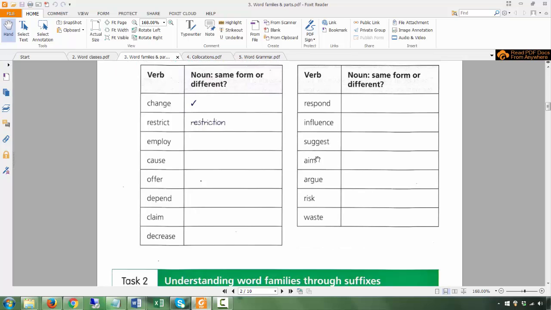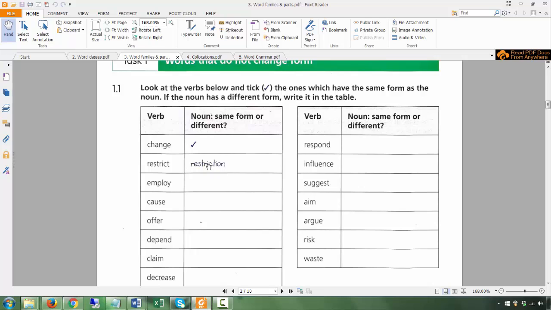Again, if you want to, you can use the dictionary. If you really have no idea, if your English level is that bad, of course you need to use the dictionary. But if not, try to do it without using the dictionary. Then after that, go to the answers, or go to the dictionary and see whether you're right or wrong.